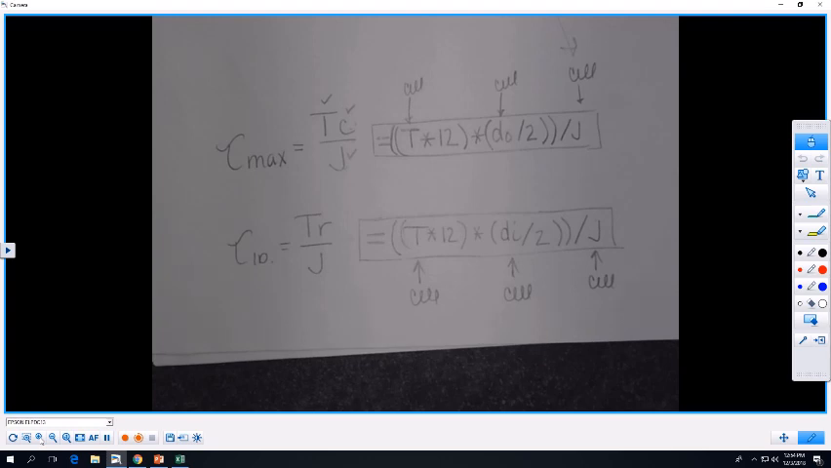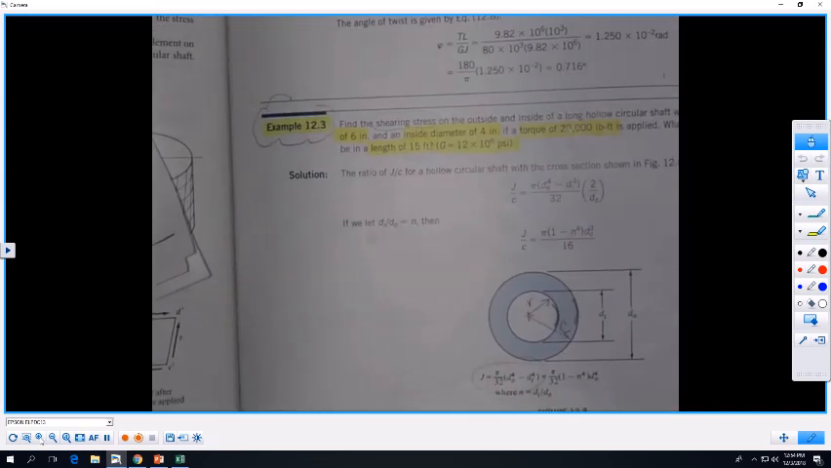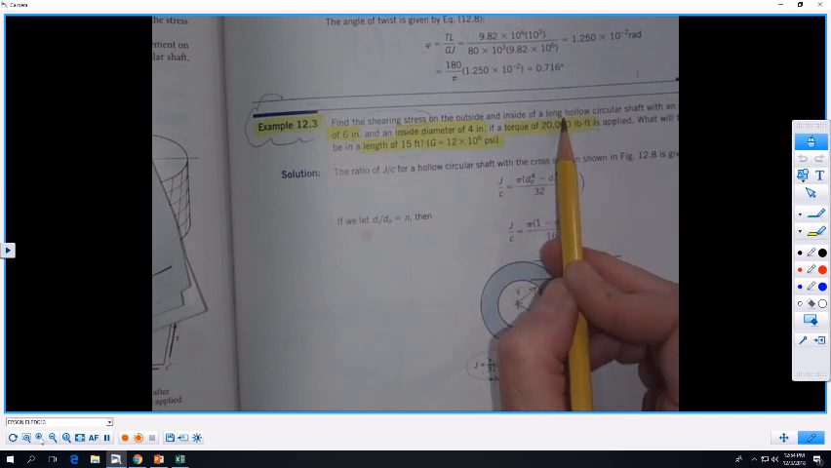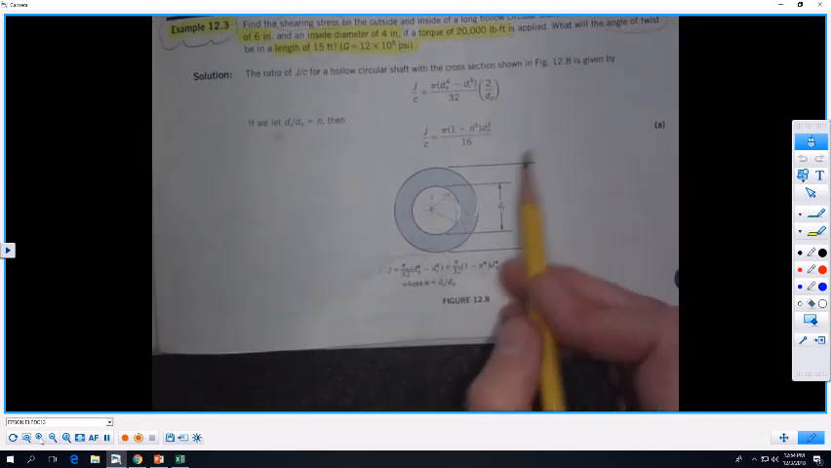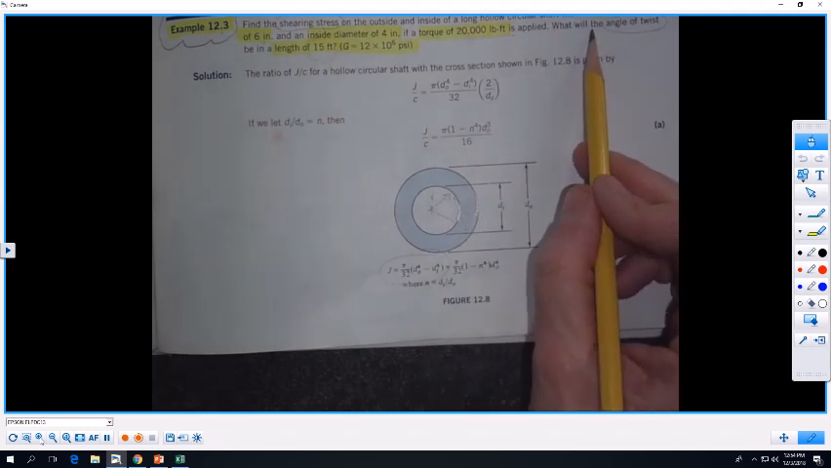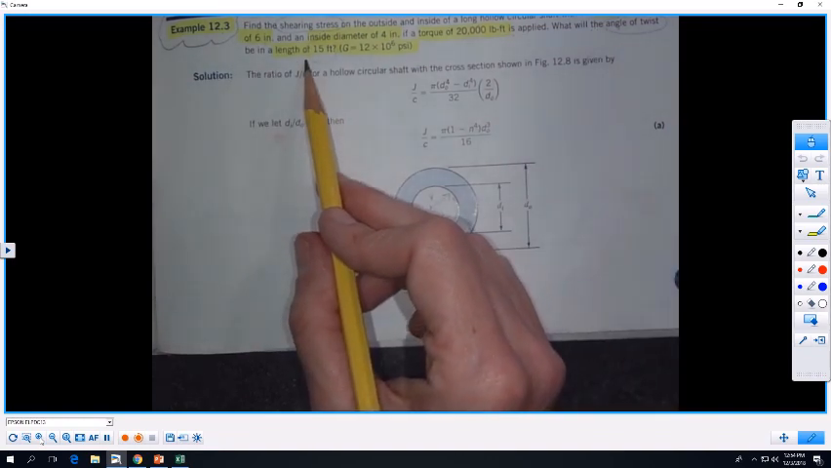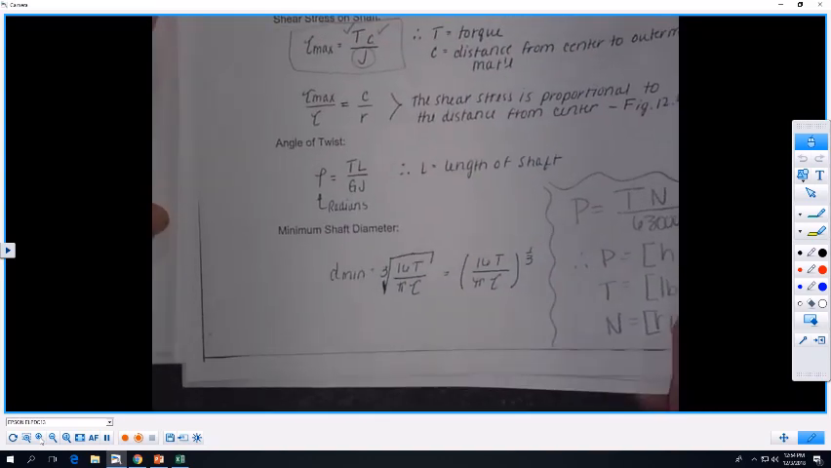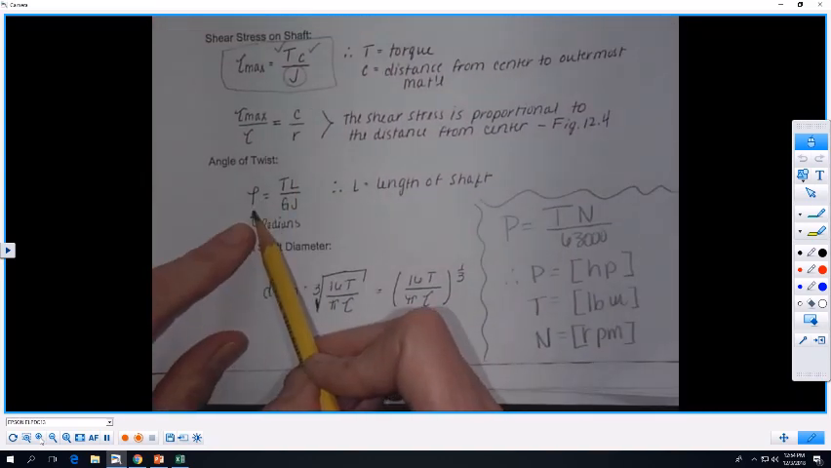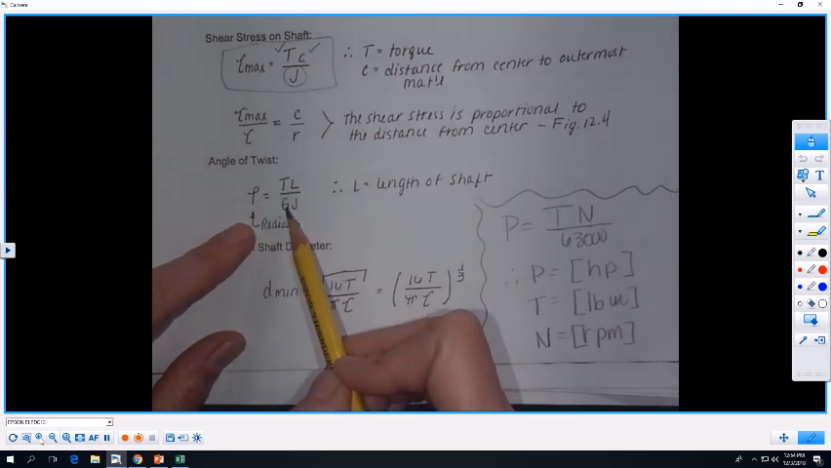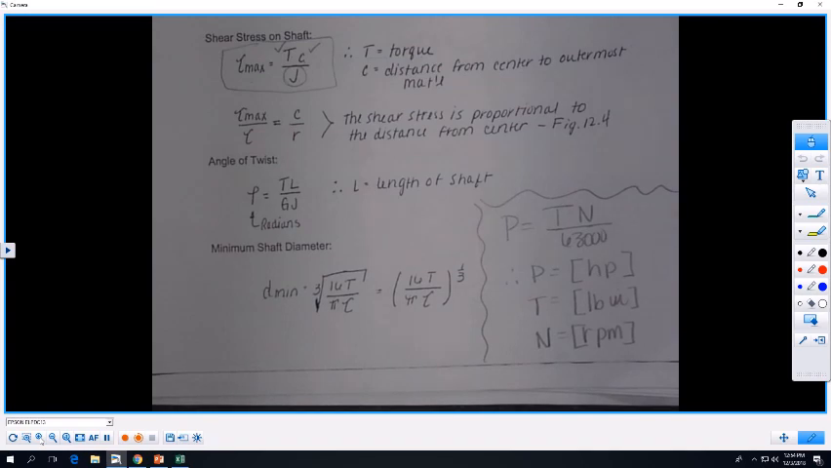Now, the problem said we want to find the shearing stress on the outside and the inside of that hollow circular shaft. So that's what we have here and here. We just did that portion. Now we need to do the angle of twist at a 15-foot length. Okay? So angle of twist. The equation for angle of twist is right here. It's going to be the torque times the length divided by G divided by J. We have all of it, don't we? We have all of it.